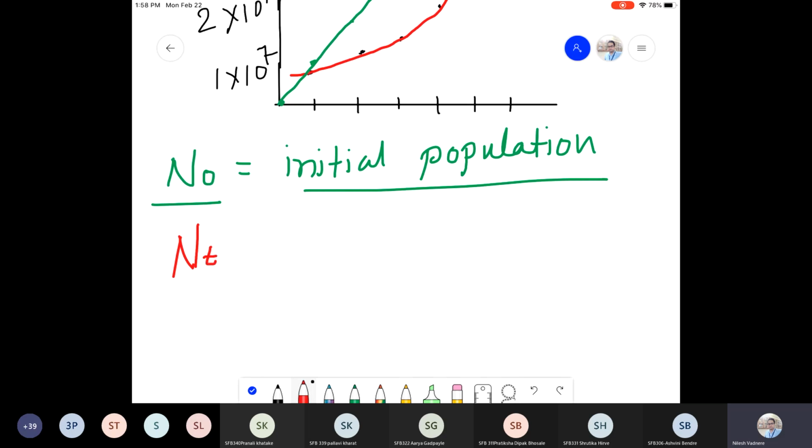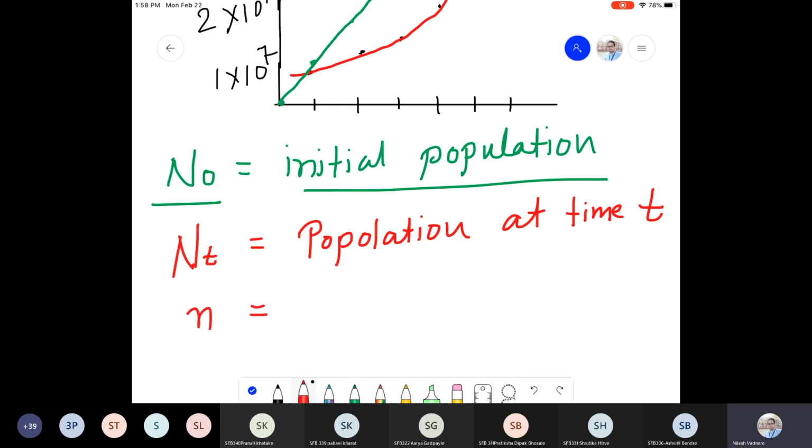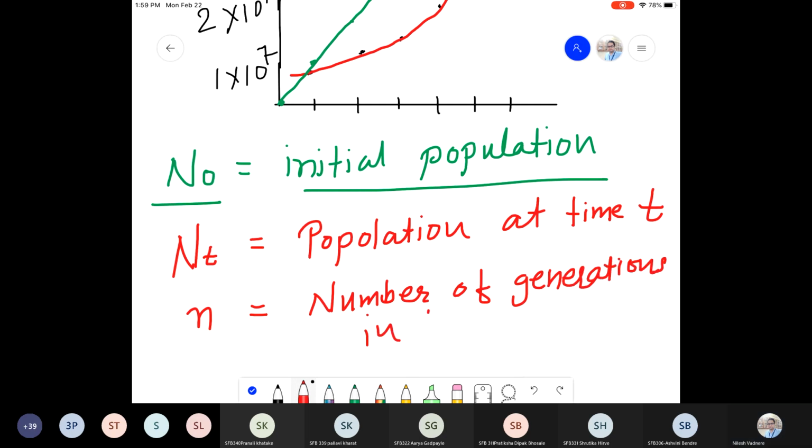So Nt, sorry, total population. Nt is the population at time t. Population after the incubation of time t. Population at time t. And the small n is equal to number of generations. Number of generations in time t.